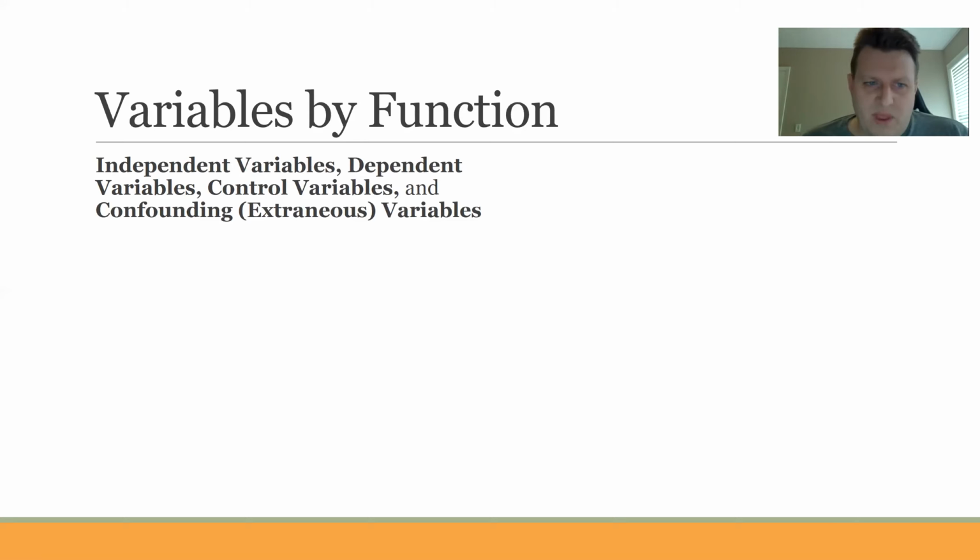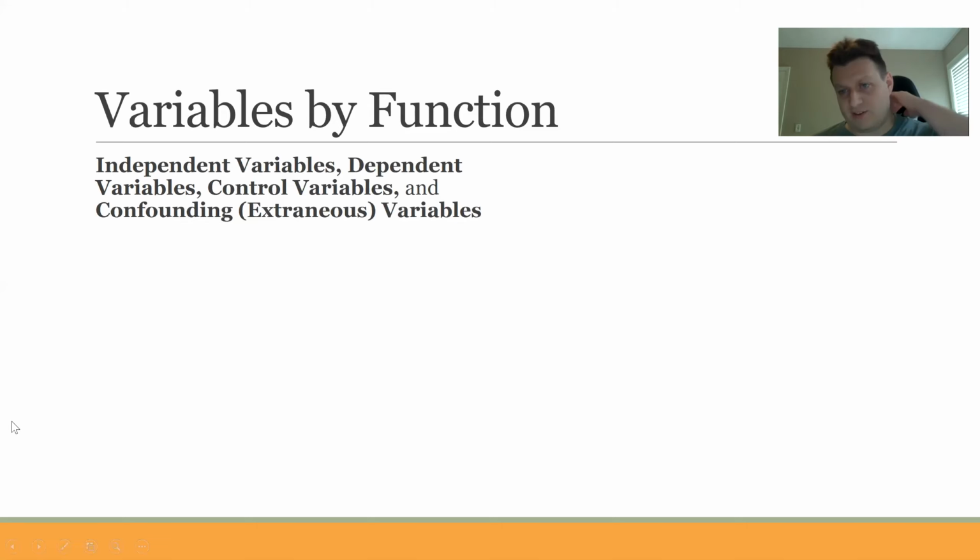And lastly, but not least, confounding variables. So these are variables that might affect the outcome of the dependent variable that we are not manipulating, that we have not accounted for, or we're unable to control. So we call these either confounding variables, extraneous variables, sometimes nuisance variables.